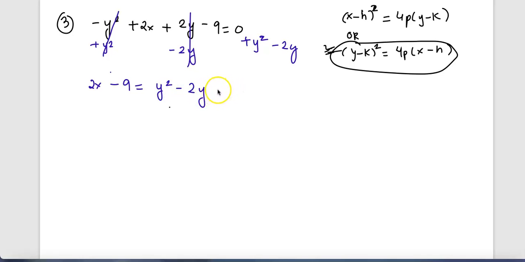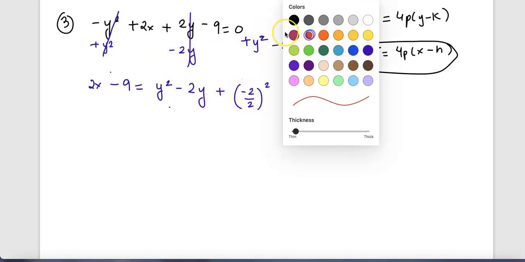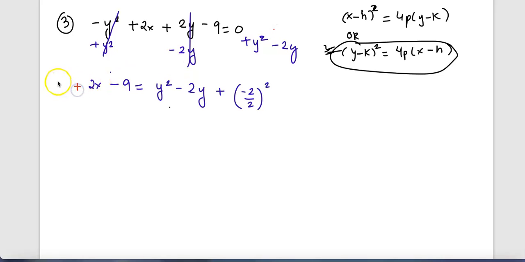Now I need to make it a perfect square. So what I will do is take the middle term, divide by 2, and take the square of this. Now whatever I do on my right side, I have to do the same step on my left side also. So negative 2 divided by 2 whole square. I will rearrange and write it properly: 2x minus 9, and negative 2 divided by 2 is negative 1, and then the square is what? Plus 1 over here. On this side it will be the same thing: negative 2 divided by 2 is negative 1, and you take the whole square of that, that's your plus 1 over here.